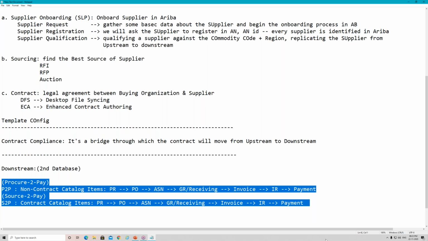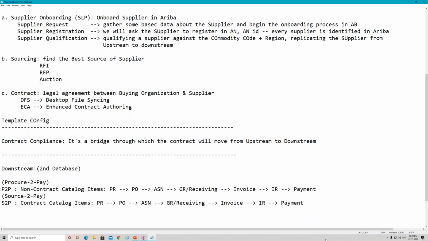Now, here also you will see from a process-wise view, we are talking about this. We are going to see it. And from a configuration side, we are going to see how to load a catalog through a SIP file, how to do the catalog config, and how to do the approval config.